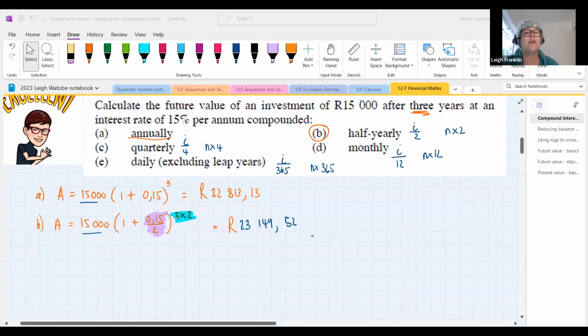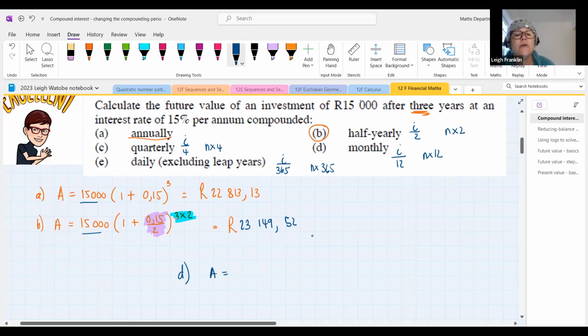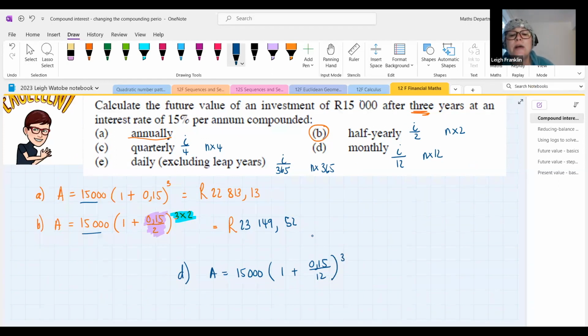Monthly is important. That often gets asked. So for the sake of it, let's just do that one and then we can move on. So D, we would have A equals 15,000 Rand, 1 plus, and then we would take our 0.15 and divide it by 12. And then we've got 3 years, so we would say 3 times 12, like so. And that's how we change the compounding period.